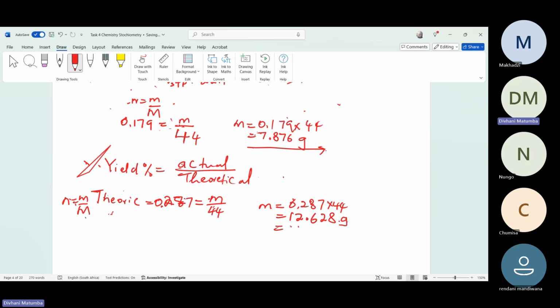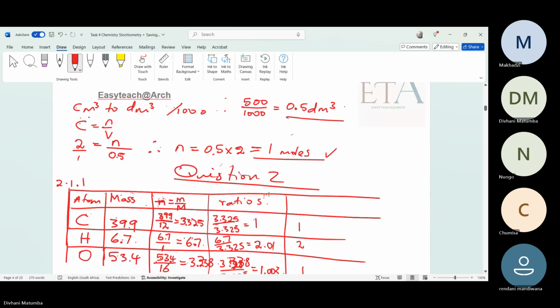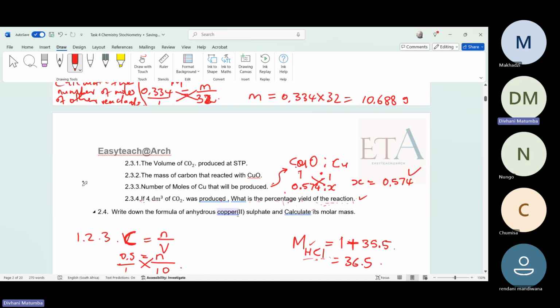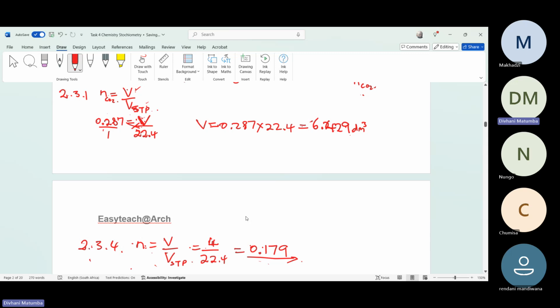Okay, so from here, I have a question. Is the one that we calculated using the volume the actual mass? Which one? This one? The one we calculated, yes, this is the actual. Okay, let us go to the question and see what it said. If 4 dm3 of CO2 was produced, isn't that the actual? Yes, it is. Okay, perfect. Thank you. Now, what do we do from there?